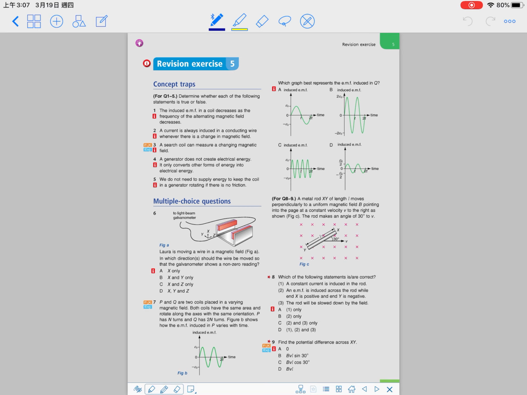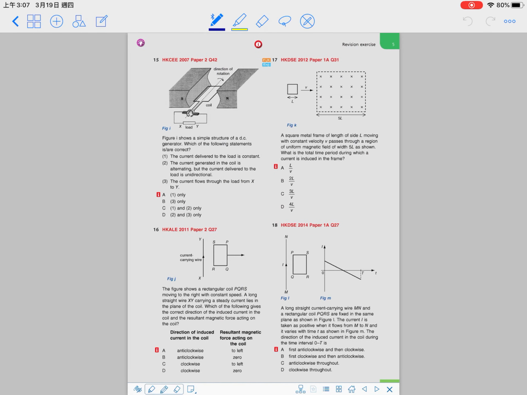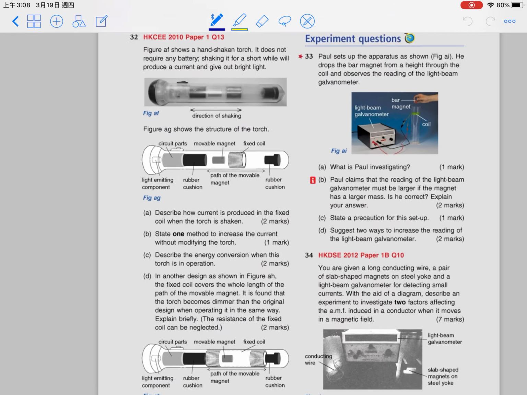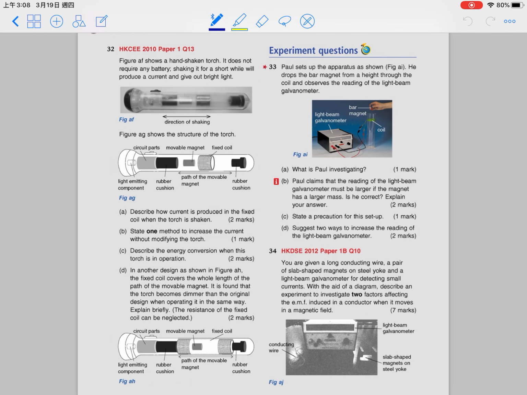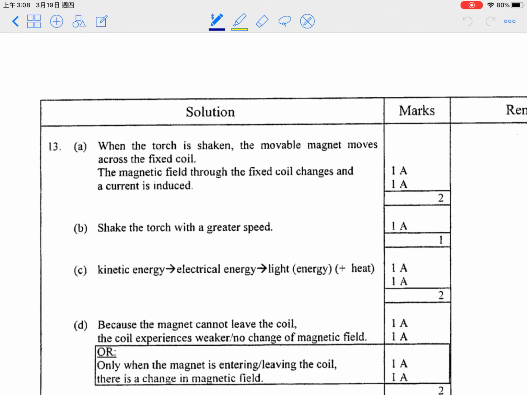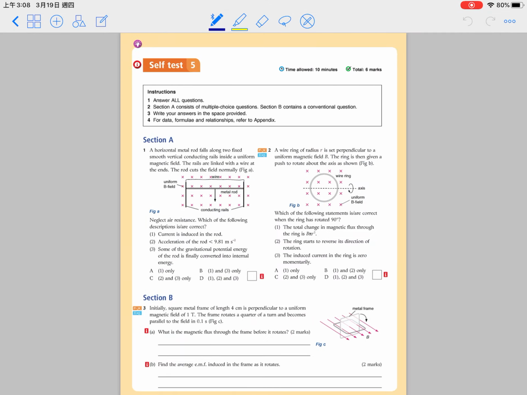I suggest you try all the MC questions, because they are used to check your concept of electromagnetic induction. Don't miss any past paper. Question 32 is a very good example for a Shik torch. Have a try, and these are the answers. Don't look at the answer before you have done it.